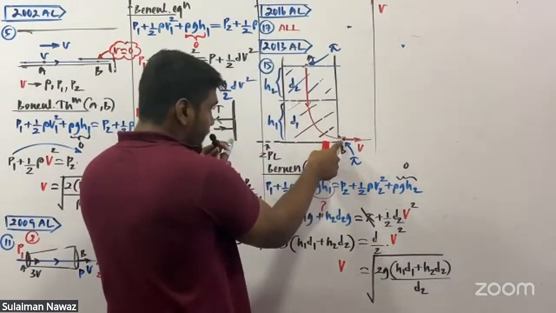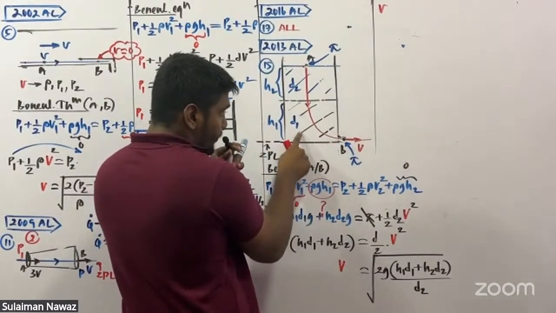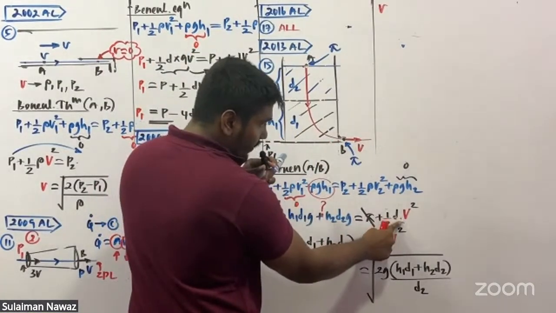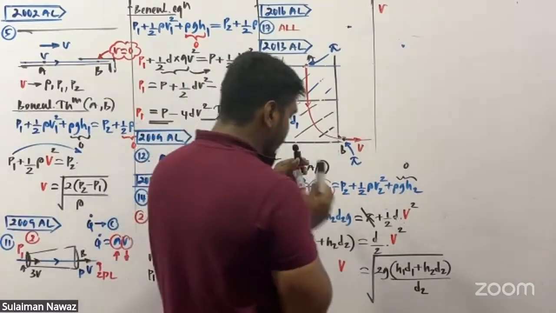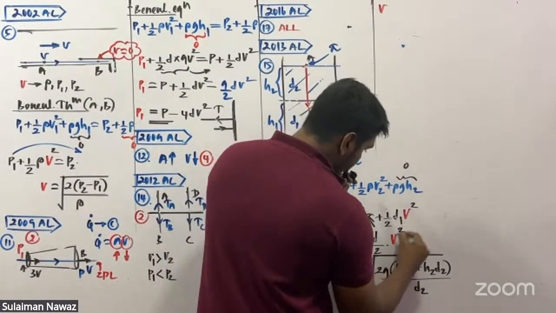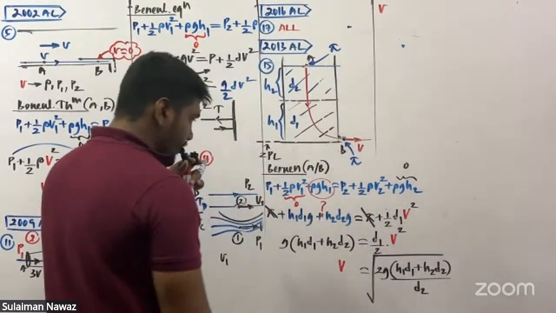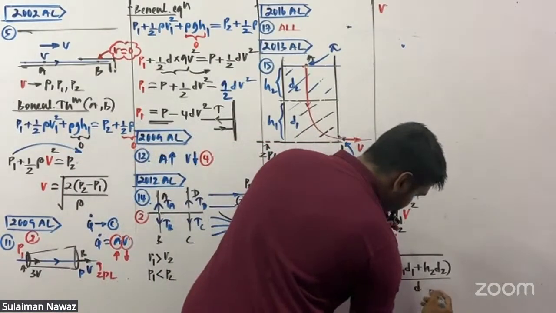Because point capital B is at this liquid. It's not D2, it's D1. That's the problem. D1, D1, and then D1. Finally, we get the answer.